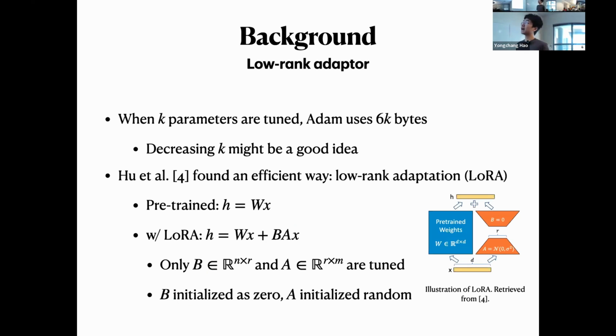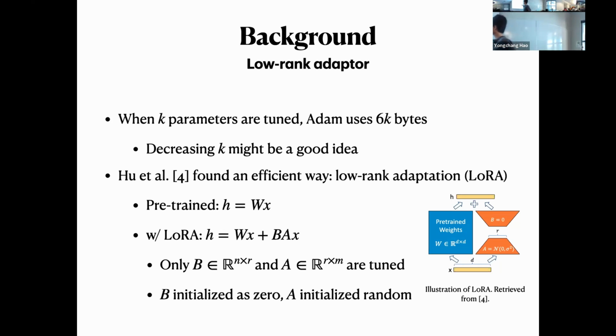So before talking about our method, I would like to introduce another way of saving memory. If you have k parameters to optimize, then your optimizer will store 6k bytes of information in the optimizer state. And so one natural idea is that probably decreasing k is a good idea to reduce the memory usage. And how can we do that? In 2021, Hu et al. found an efficient way, which is to apply a new low-rank adapter on the pre-trained model.